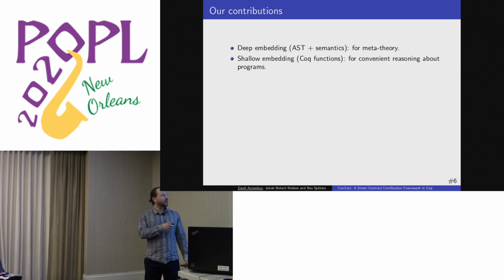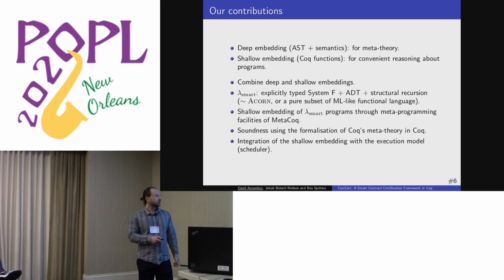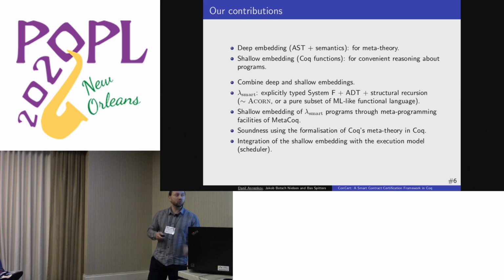So we would like to have some way of converting our functional programs, smart contracts, to Gallina programs, and that would give us a very convenient way to reason about these programs, because it's more or less clear how to verify functional programs in Coq. It's more convenient than going through the deep embedding. So we want to combine the two things in some sort of sound way.